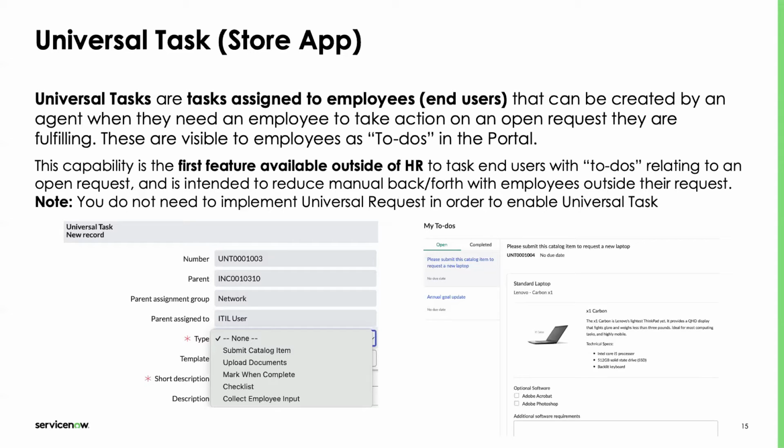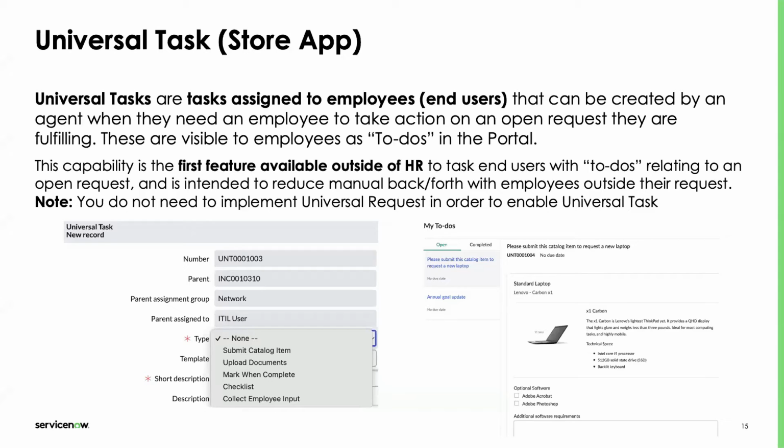The reason we are calling it universal task is that this is a task type that we have created, which is similar or on the lines of what we see for HR tasks, right? So those of you who have HR entitlement, you have seen HR tasks being used to task employees, and these tasks are of different types, right? You have the document submission task, you have checklist task, you have submit catalog item task, right?